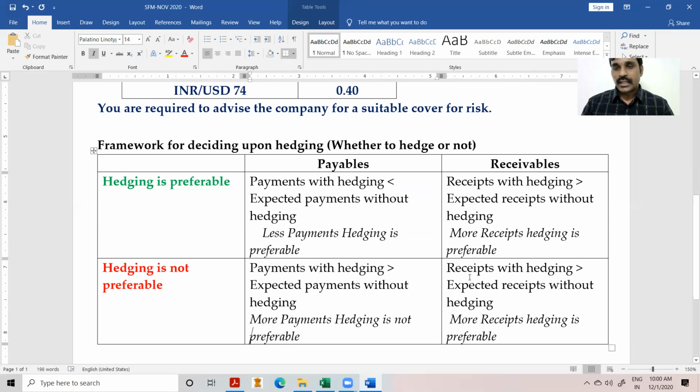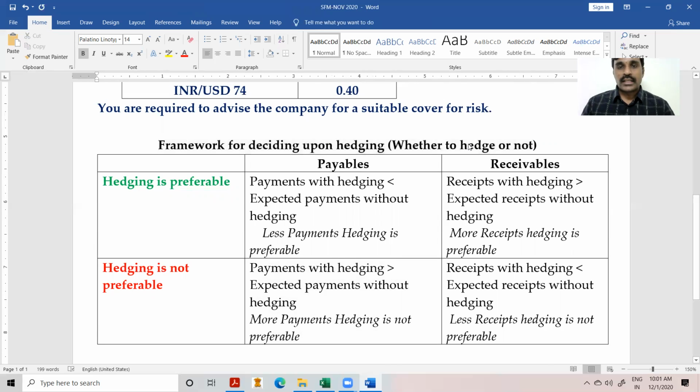Next, when receipts with hedging are less, less receipts means hedging is not preferable. As simple as that. So in case of payments, less payments, hedging is preferable; more payments, hedging is not preferable. In case of receipts, more receipts, hedging is preferable; less receipts, hedging is not preferable. It's a plain simple concept, but it should be drawn before solving the problem.